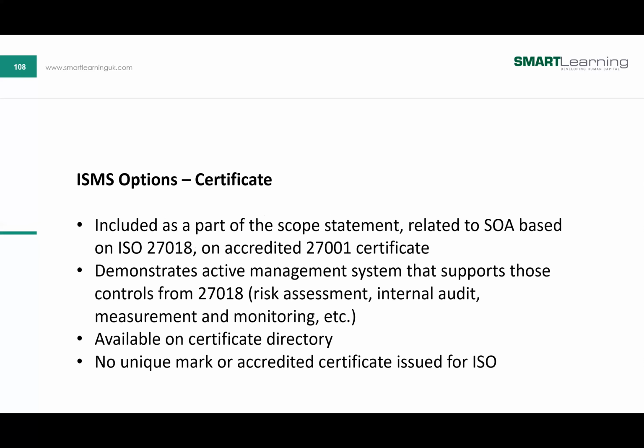So for your certificate, it can be included as a part of your scope statement related to your statement of applicability. Because when you are expressing yourself on your certificate, you are saying where you are certified. So you can say, based on our statement of applicability, version 1, version 2, whatever version you're using, so that auditors know your scope. Okay, so your scope statement refers to your statement of applicability. And on the certificate, if you do that, it demonstrates that your management system is active and it supports where you have now expanded. Nothing would be put on your certificate unless it's been audited and assessed. So that gives a good picture of the business. Okay?